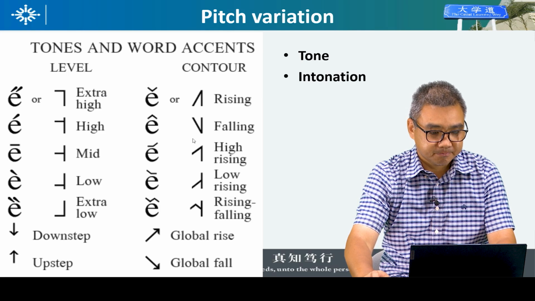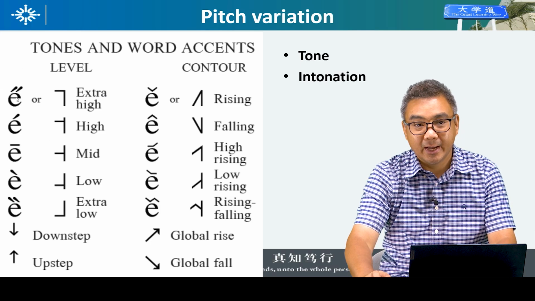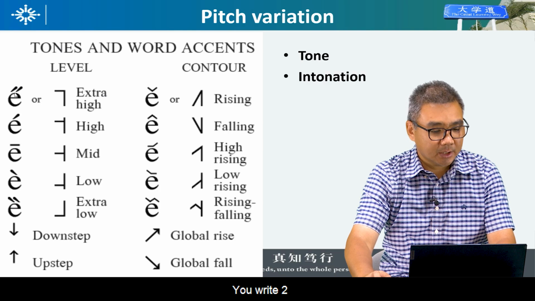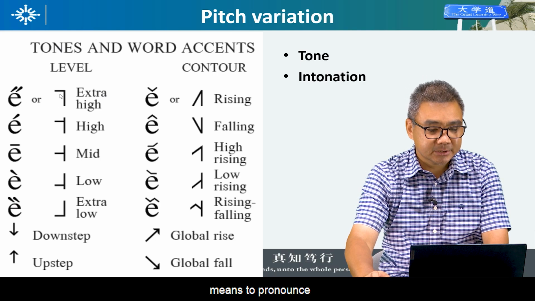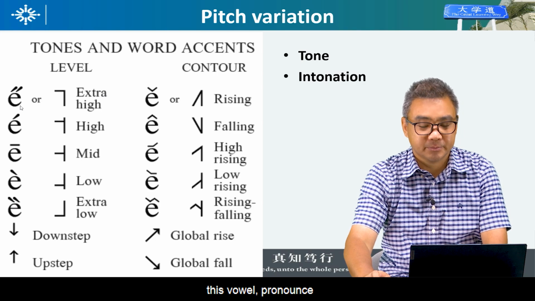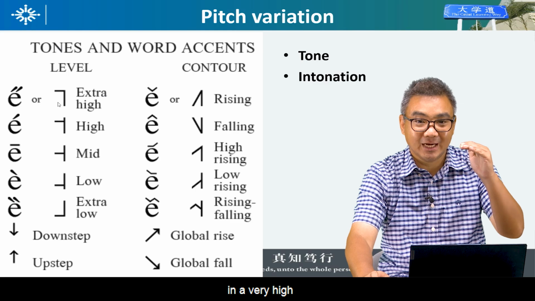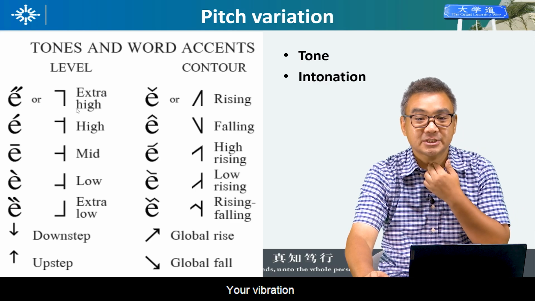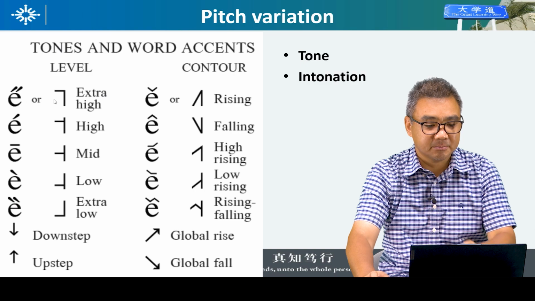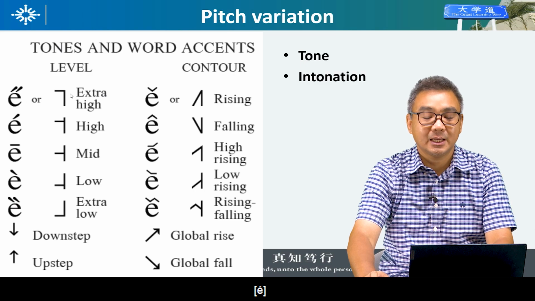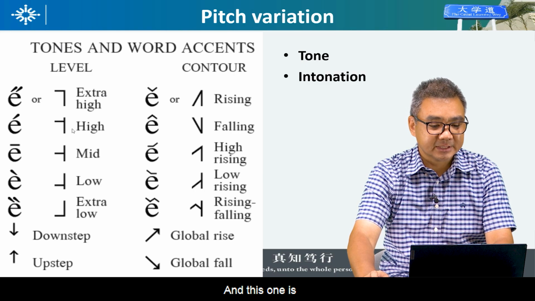Here you have different ways to show the pitch. You can show it this way. You write 2 lines here like this to show the extreme high. Extreme high means to pronounce this syllable at a very high level. Your vibration happens very fast. And this one is high.